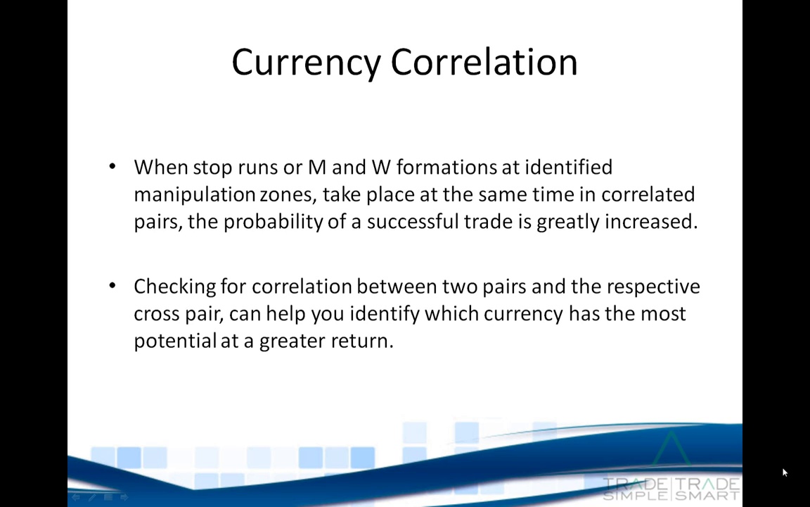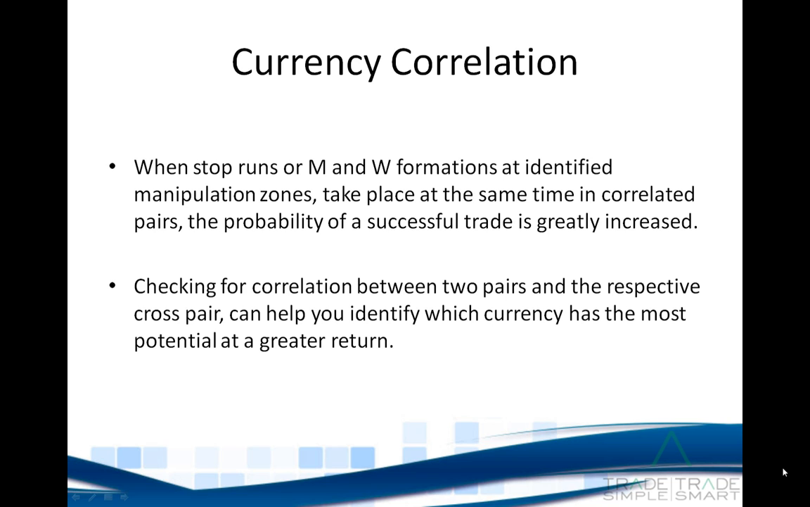So if we're looking at the euro dollar, and we've identified through our candlestick formations a stop run taking place at an identified level, and then we flick over to the sterling against the dollar and we see a stop run or an M or W formation taking place at the same time at an identified level, the probability of a successful trade will be greatly increased. Okay, because we're seeing the stop run of two correlated pairs taking place within a relatively narrow time frame.